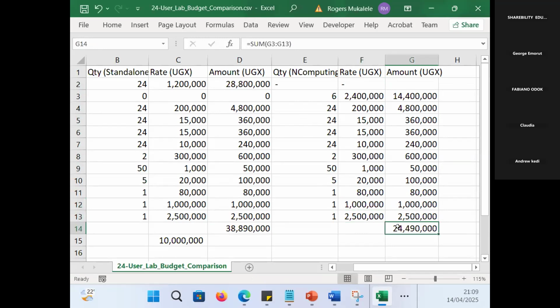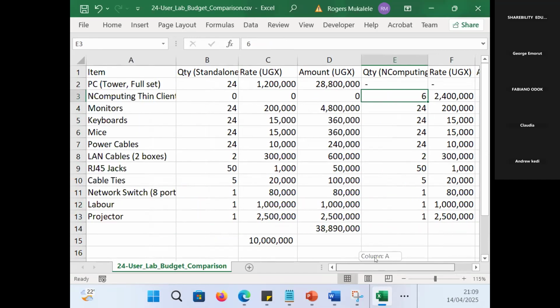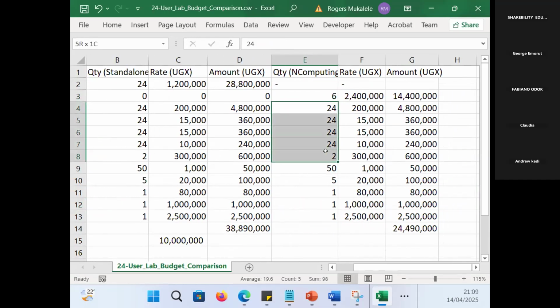So you find that within computing, I've increased the price here by 2. I need only 6 computing modules to connect to, so here I'm looking at the thin client. Then I need the same number of monitors. The rest of the things are the same, and I'm having this at 24 million. So you can find that in my lab, I'm spending less money with thin client computing. Here I'm having more flexibility, but the learners will have the same student device ratio.